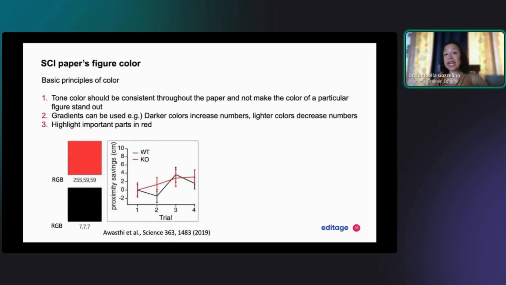However, whenever you start preparing the figure, you really need also to pay attention to the colors. And there are some basic principles for color use. The tone color should be consistent throughout the paper, and do not mix the color according to the figures that you are presenting. I'm making an example here.